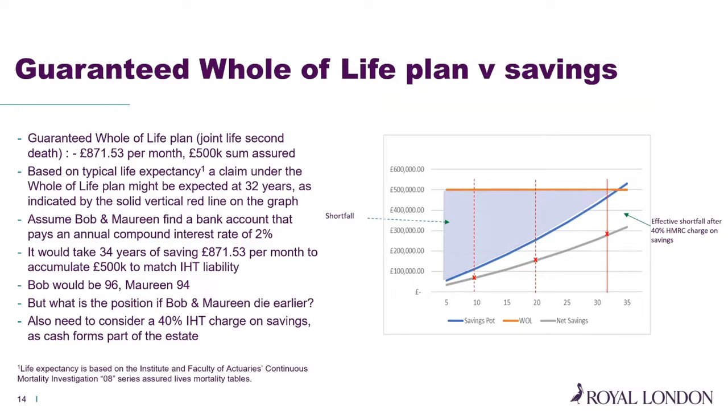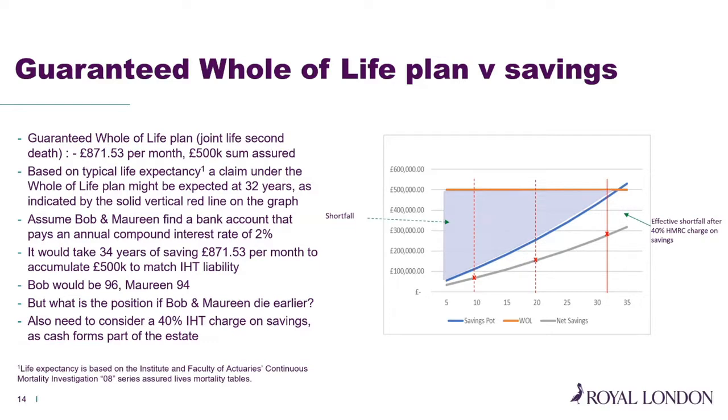This calculator can be found on our website. So if you go to advisor.royallondon.com, select protection tools, and then you'll see various headings. If you select during your client meeting, you'll see various calculators available to you, and you'll see that the guaranteed whole life value calculator is listed there. You're also able to download a PDF of what I've just shown you for use with your clients.